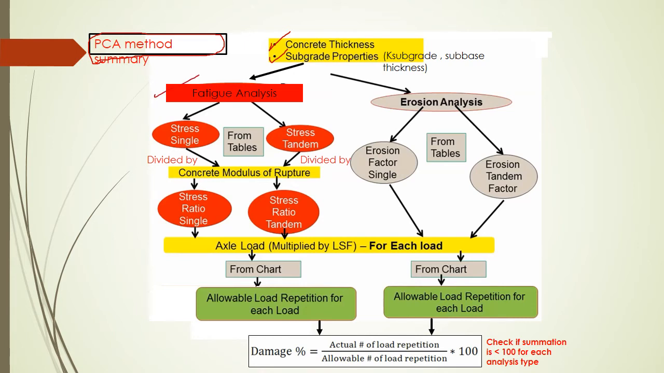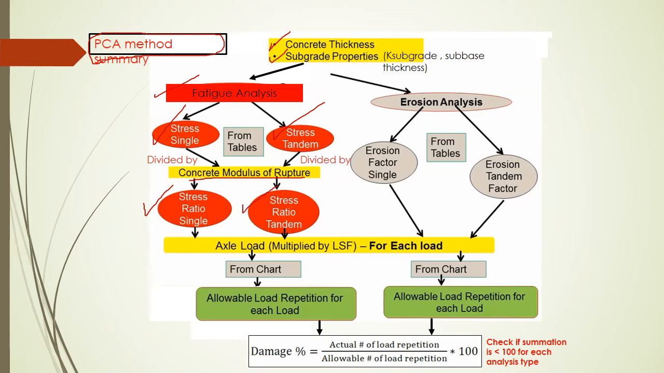So we have a stress for single axles and another stress for tandem axles. You get them from tables. You will divide this stress by the concrete modulus of rupture to obtain the stress ratio for single axles and another stress ratio for tandem axles.